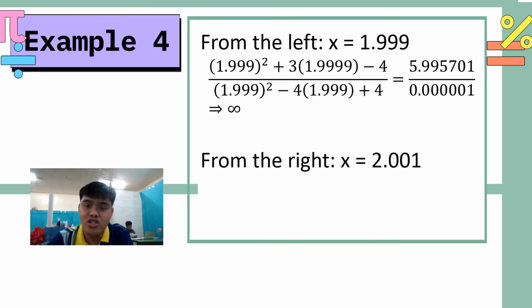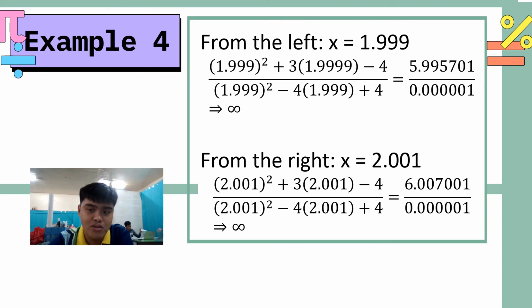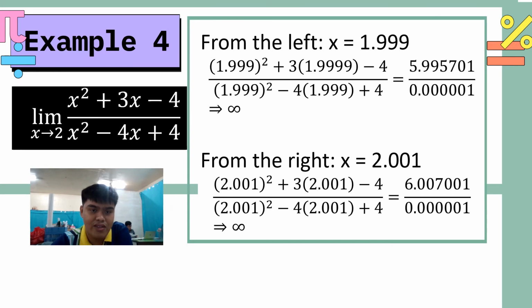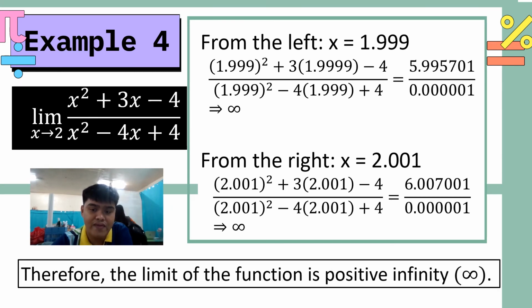Now, from the right, we choose a value that is larger than 2 but very close to 2. Upon substitution, it will result to 6.007001 all over 0.000001. Now again, from our activity earlier, we determined that when a constant is divided by a very small number, the result tends to reach a very large number also, and it becomes positive infinity. Now from the results, we have determined that both the left and right sides result to positive infinity. Therefore, the limit is positive infinity.